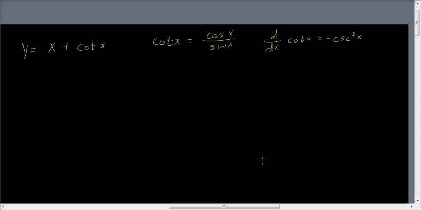of x. Okay, and so if we wanted to take y prime, the first derivative, we would have to take the sum of derivatives. The derivative of x is 1. The derivative of cotangent is this negative cosecant squared, so minus cosecant squared x. If you have not found the derivative of cotangent for yourself, give it a try. It is a very good example of using the quotient rule.